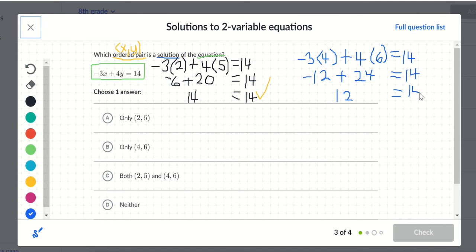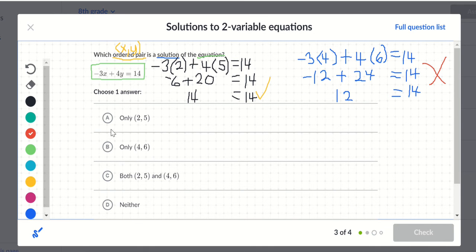So here we have 12 equals 14. Now, the last time I checked, 12 does not equal 14, at least not in the universe that I live in. So that's a false statement. Because 12 does not equal 14, that means 4, 6 is not a solution, because it gives us a false statement. So, true statement, solution. False statement, not a solution.